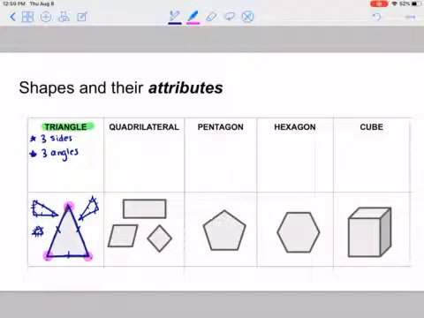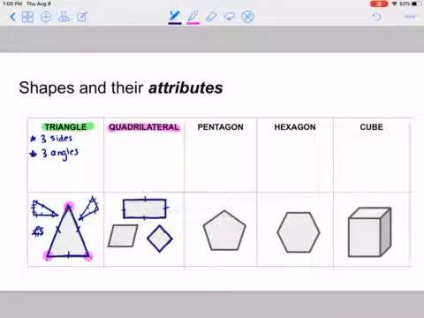Now, let's look at a quadrilateral. That's a big fun word, quadrilateral. So let's look at our pictures of quadrilaterals down here. Let's count the sides of our quadrilateral. There's 1, 2, 3, 4. Four sides in that shape. 1, 2, 3, 4. There.